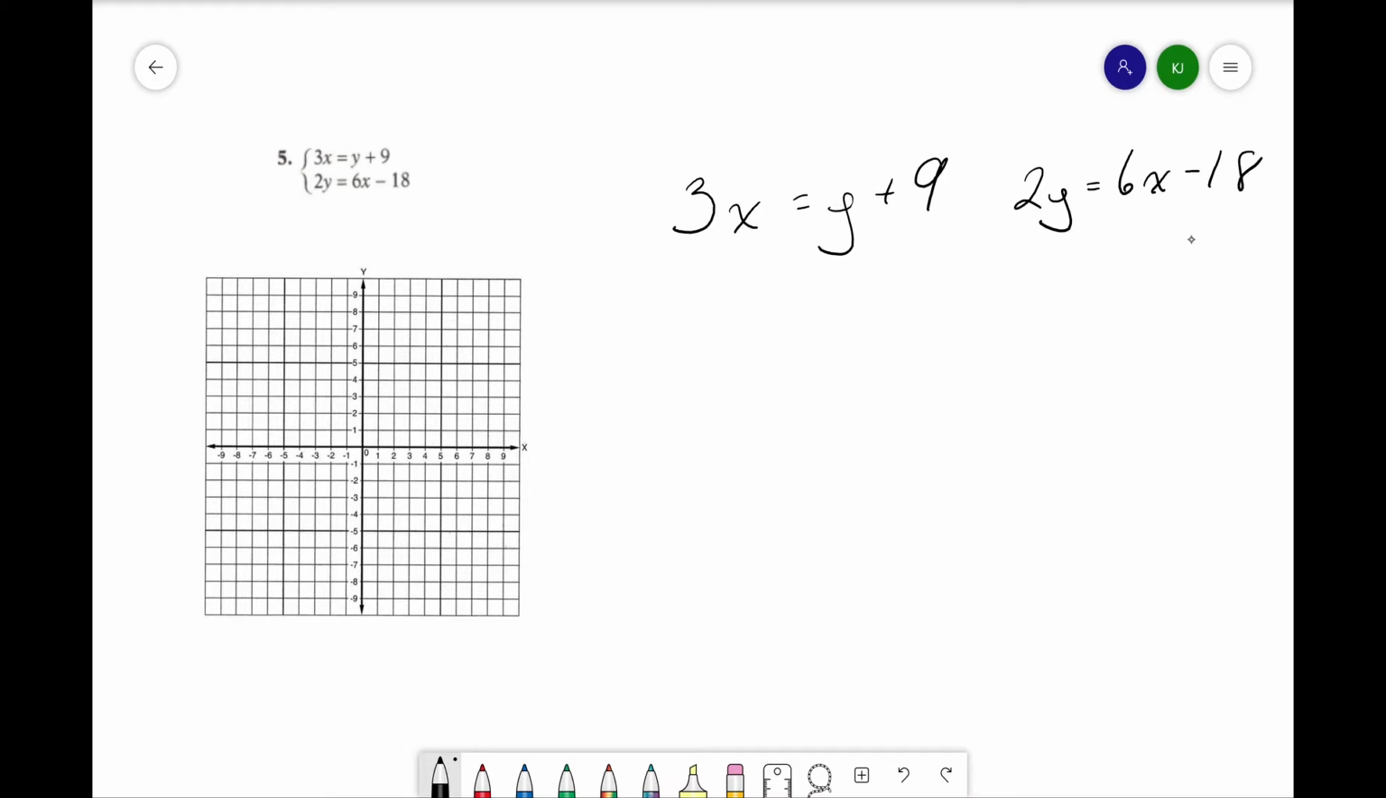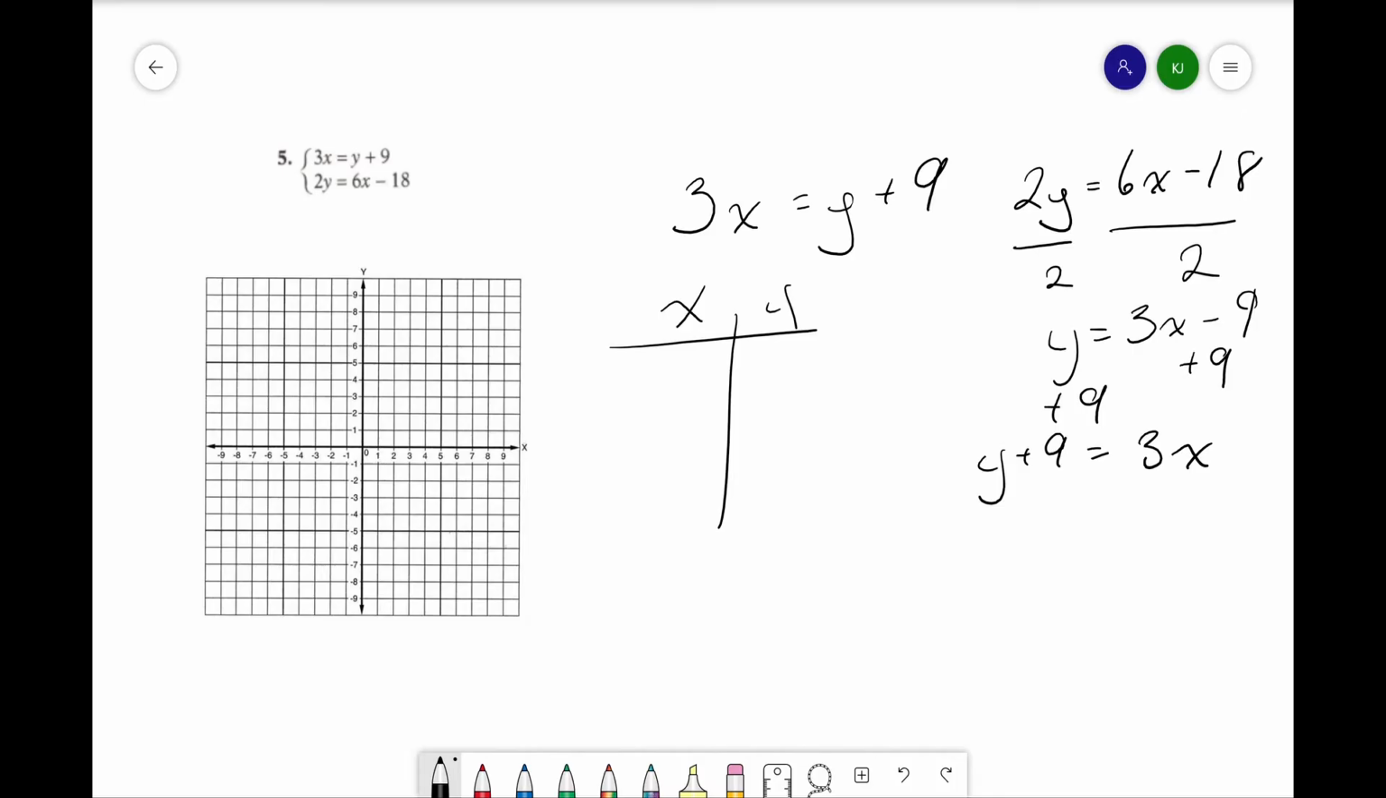So if we divide both sides by 2, we're going to end up with y equals 3x minus 9. But then this side has 3x on its own. So the easiest way to do it is to add 9 to both sides, because that's going to free up that side, isn't it? So add 9, and we end up with y plus 9 equals 3x. So we can tell these are the same equations.